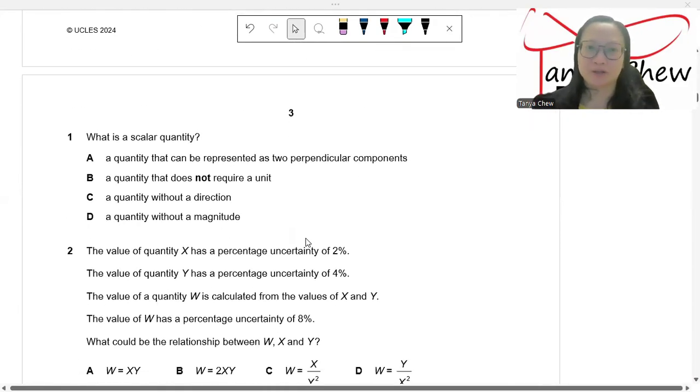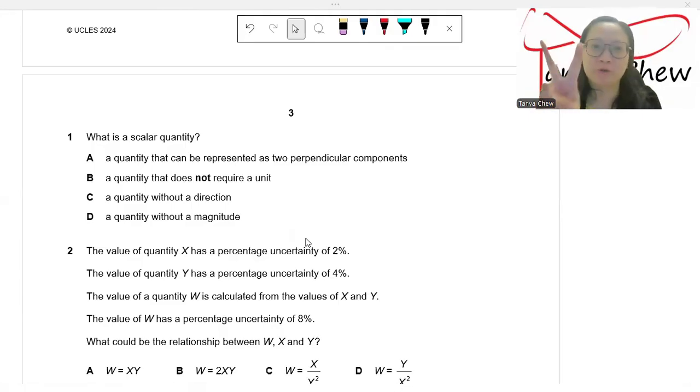What is a scalar quantity? Now, you have to know that physical quantity can be divided into two big groups. One is called scalar quantity. The other one is called vector quantity. Scalar quantity is a quantity that has only magnitude, the value, together with the appropriate units. Whereas a vector quantity is the quantity that consists of both magnitude, the value, with the appropriate units, as well as the direction.